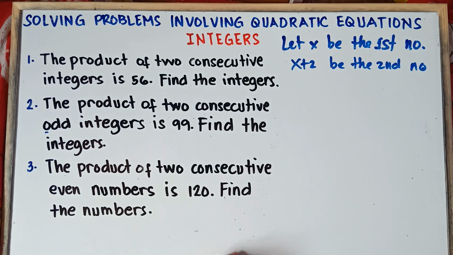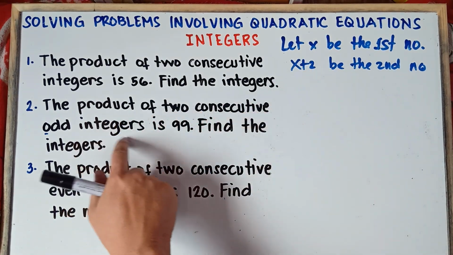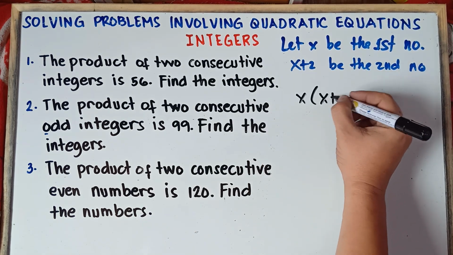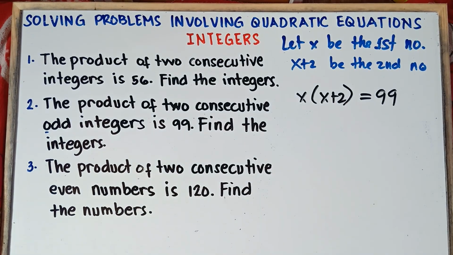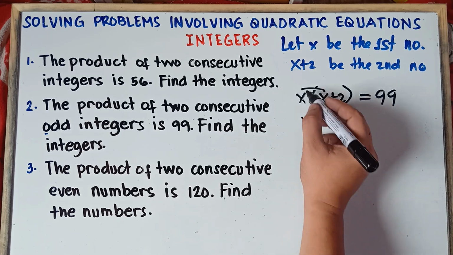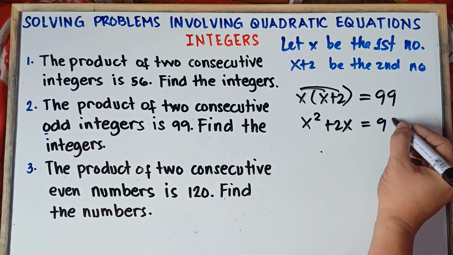Alright, copy once again: the product of two consecutive odd integers. So their product, x multiplied by x plus 2, is 99. There is an equal sign, then 99. Then distribute: x times x is x squared, and x times 2 is positive 2x, equals 99.